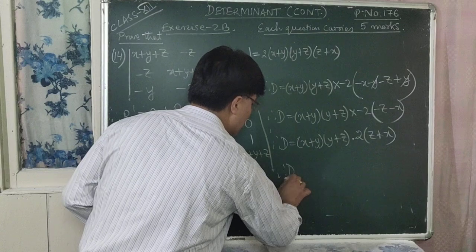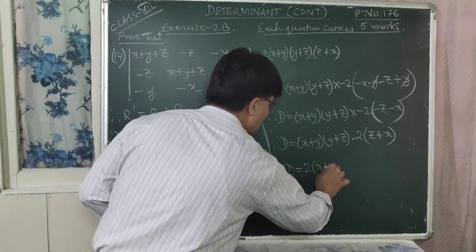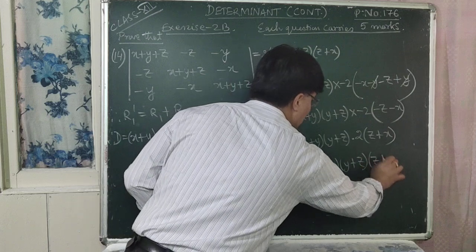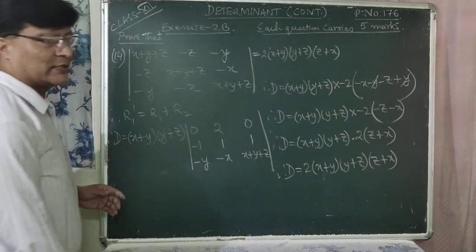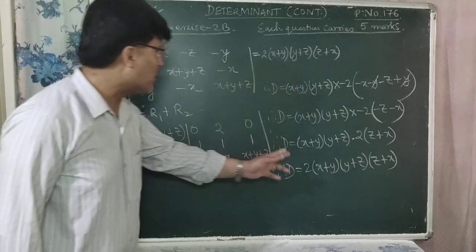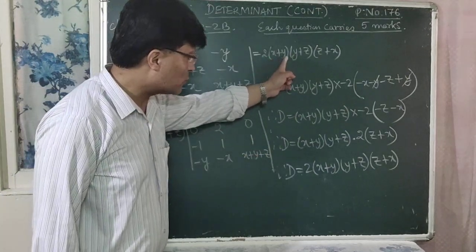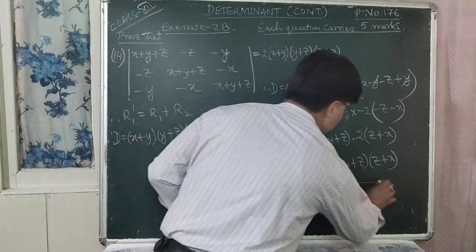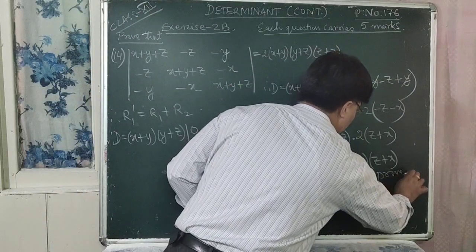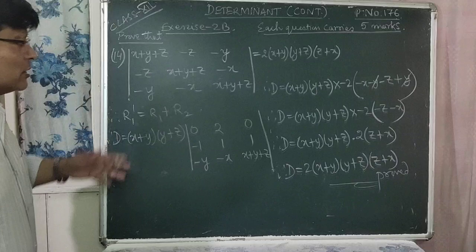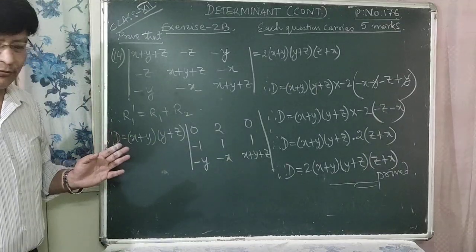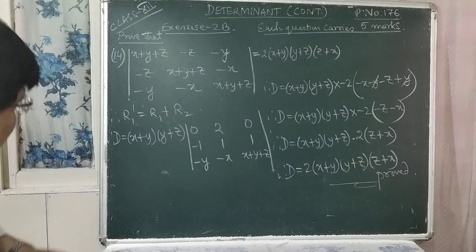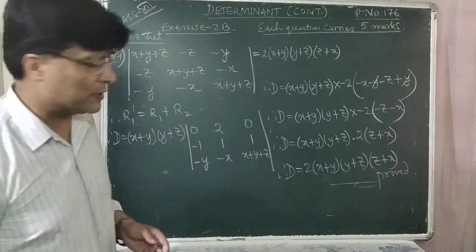Now you have to write 2 in front of all these terms. That is D is equal to 2 into x plus y, y plus z, and this is z plus x. Is it clear to all of you? So we have proved the result, isn't it? 2 into x plus y into y plus z into z plus x, that is proved. So I think you have understood this question answer, right? So you can copy it. We'll do the next question. That is question number 15.